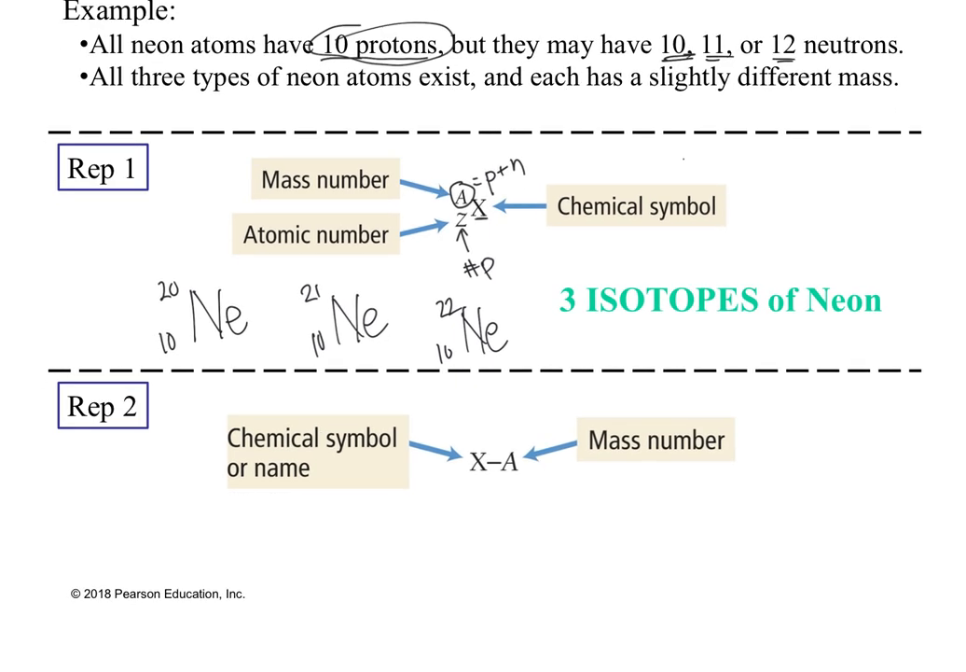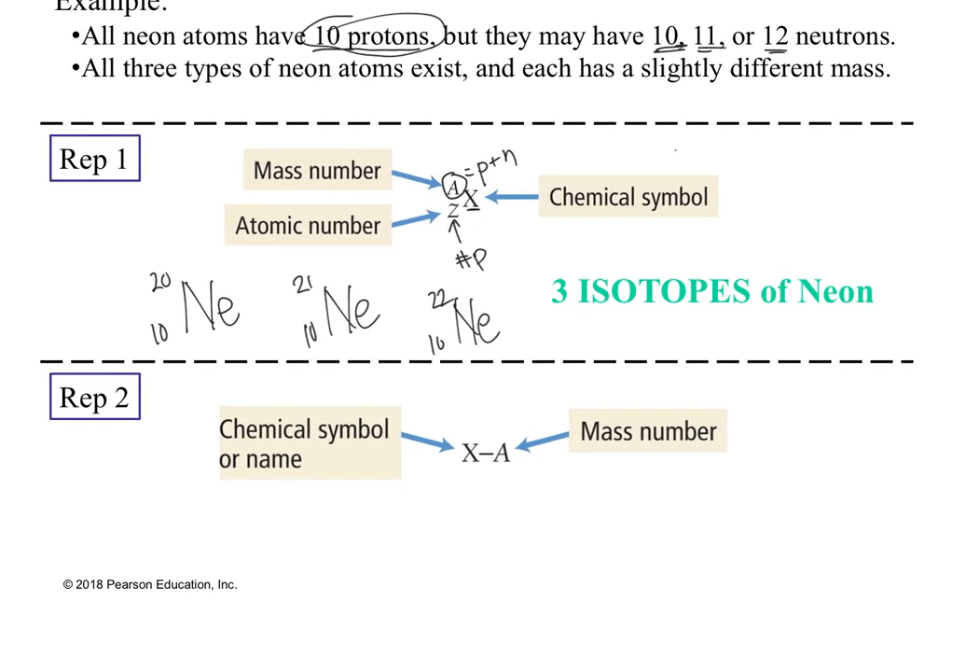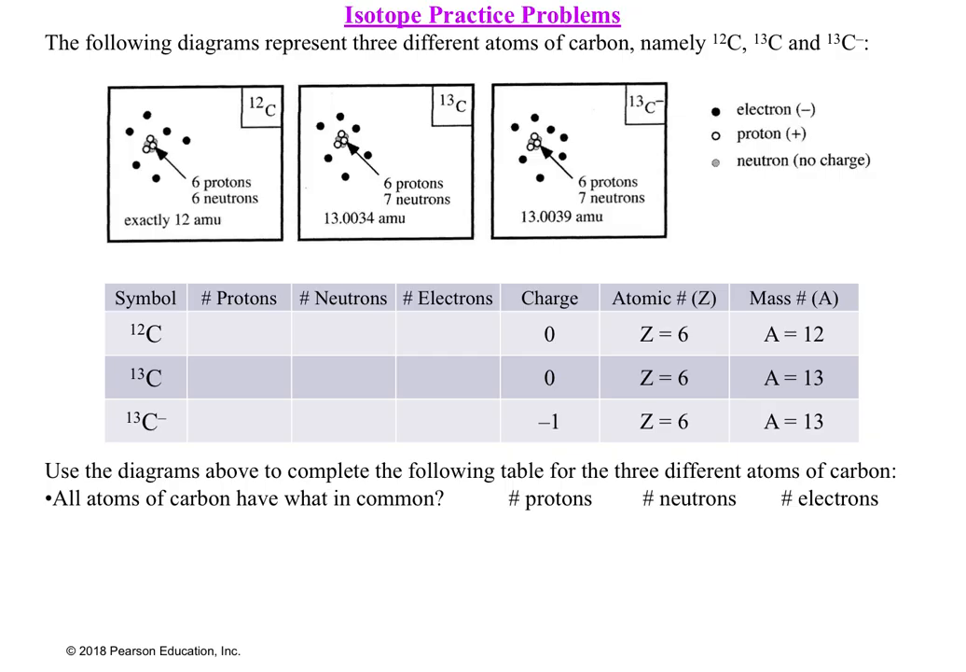Another way is just including the chemical symbol followed by a dash and then the mass number. And that's usually how it's written if you were to read a paper or to talk about it. We might say neon-20 because that's its mass number, or neon-21, or neon-22. Same things, but just a different way that we can use it.